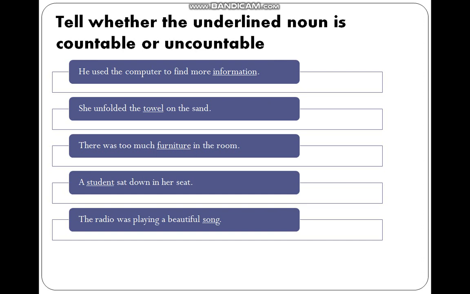Alright kids, here is this worksheet for you. You will solve this worksheet and send us in our personal WhatsApp number. You have to write whether these words, the underlined words, are countable or uncountable. Solve this exercise.